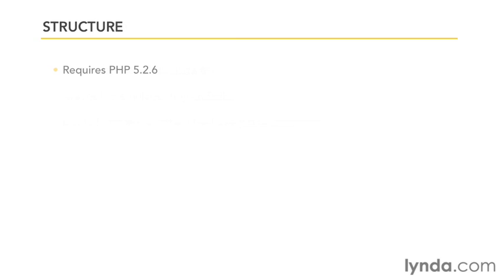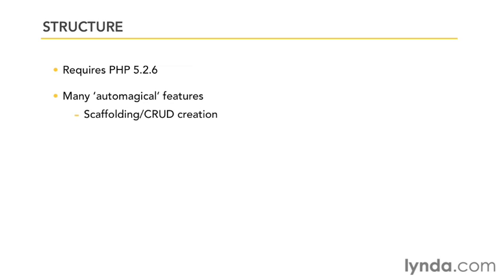Cake requires PHP 5.2.6. It has a lot of features that I call automagical, which means if you name things correctly, it will end up building a bunch of code sets behind it that you don't need to actually write. Scaffolding and the creating of create, read, update, delete methodologies is quite automated. There's a command line utility called bake that you can use to generate code. There are a number of components and features built into CakePHP that you can use for doing all kinds of tasks.